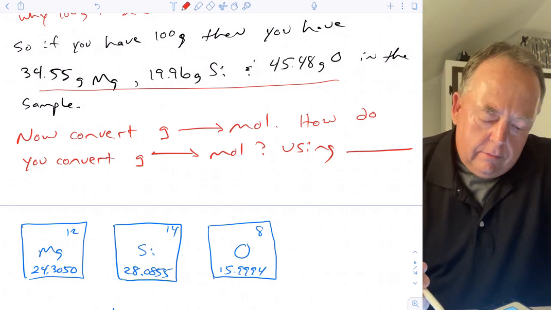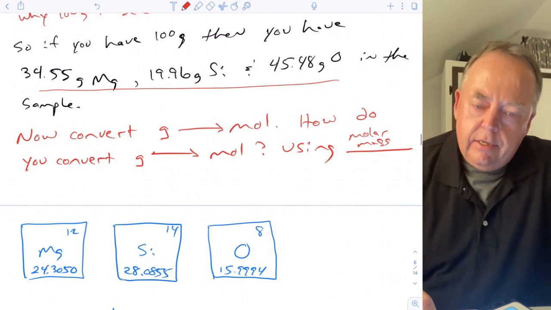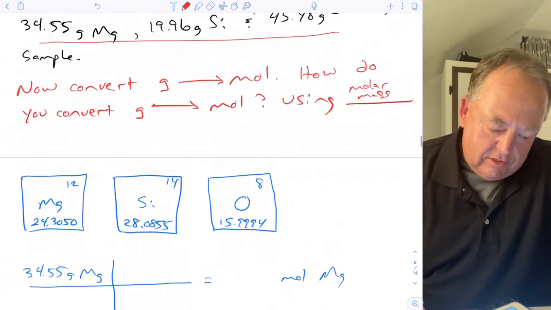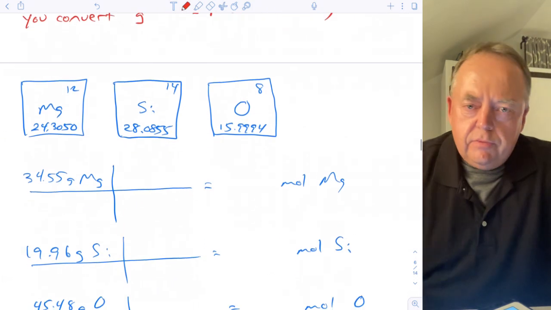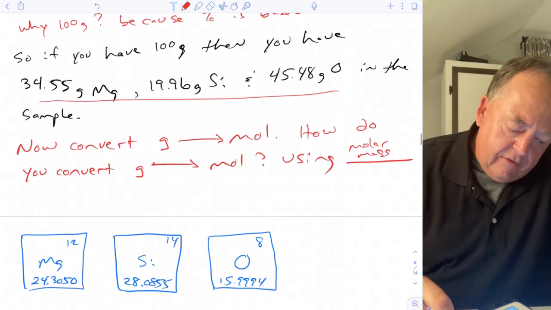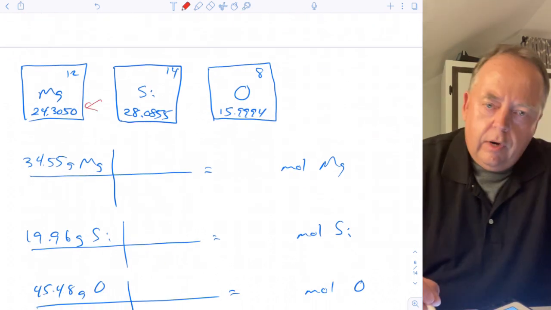We can now convert grams to moles. How do you convert grams to moles? Using molar mass. So you would need to calculate the molar mass. We can get the molar mass of magnesium, silicon, and oxygen just by looking at the periodic table, right? Okay, so we have 34.55 grams of magnesium. Looking at the periodic table, there's that many grams per mole.